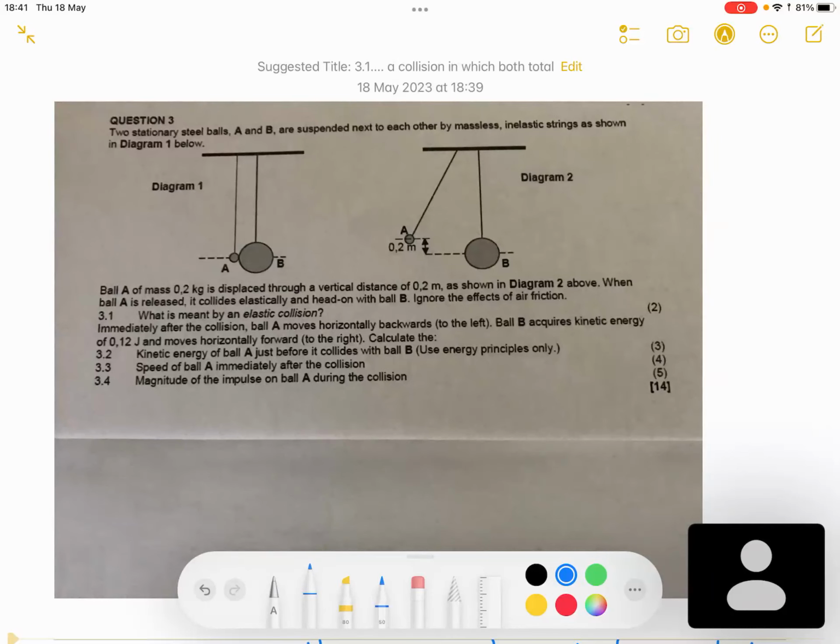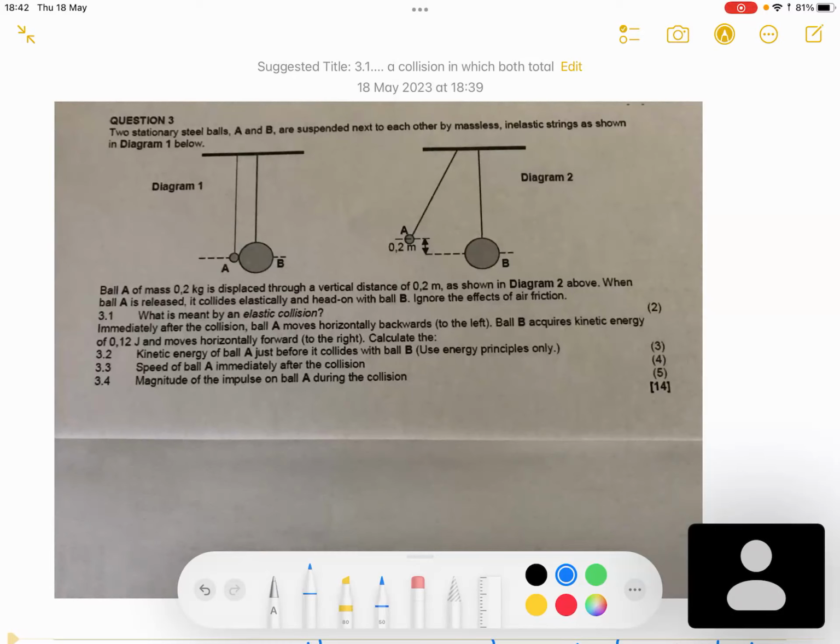Okay, thank you. So yes, let me leave this picture on here for a bit longer so that you can see what's happening. In diagram A, the two balls are just stationary there. We lift ball A up 0.2 meters vertically, and then we release it. It smacks into ball B. When it does that, ball B acquires some kinetic energy of 0.12 joules.